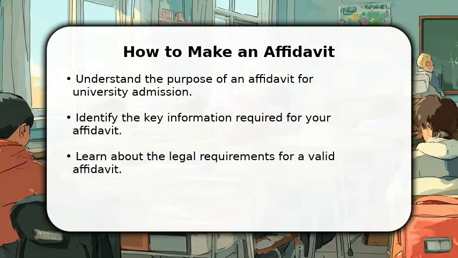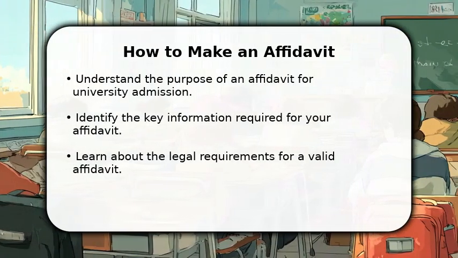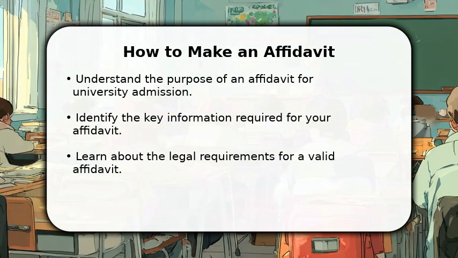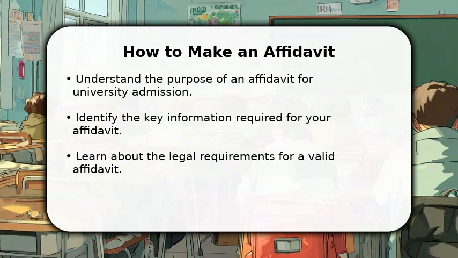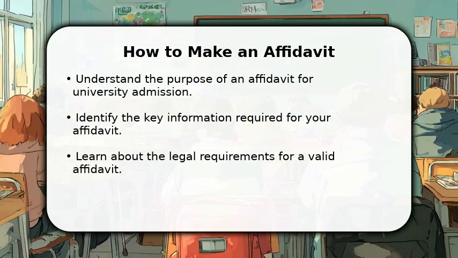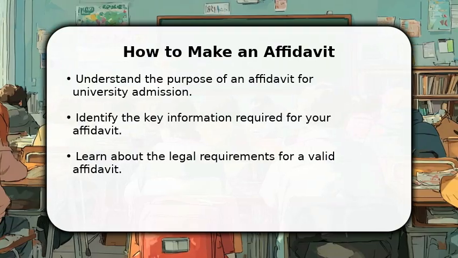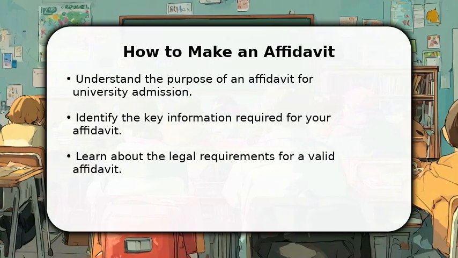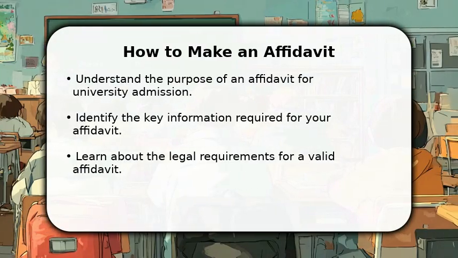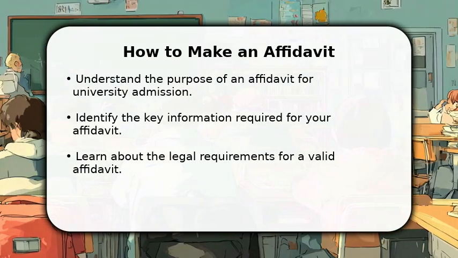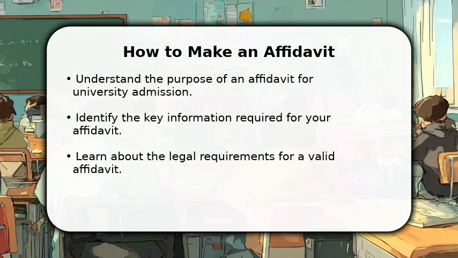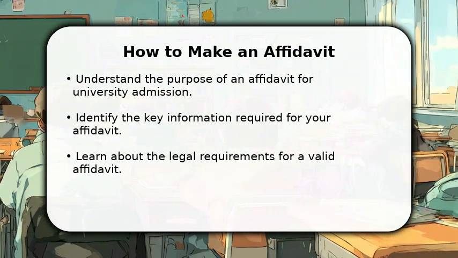In this video, I will explain how to make an affidavit for university admission. An affidavit is a sworn statement of facts, crucial for verifying information in your application. It's a formal document used when other official records might be unavailable or insufficient. We'll cover everything from understanding its purpose to ensuring it meets legal standards, helping you present a credible and complete application to your chosen university. Let's get started on crafting your effective affidavit.